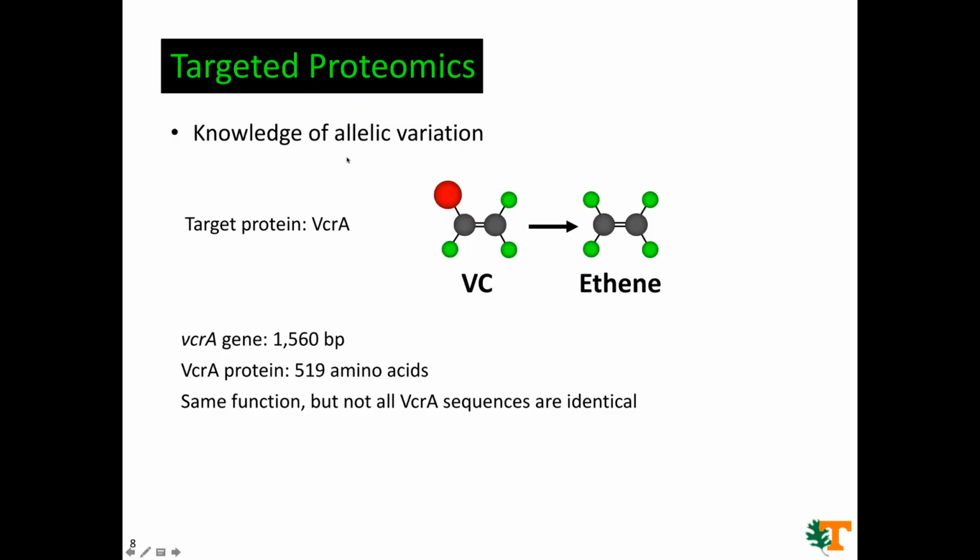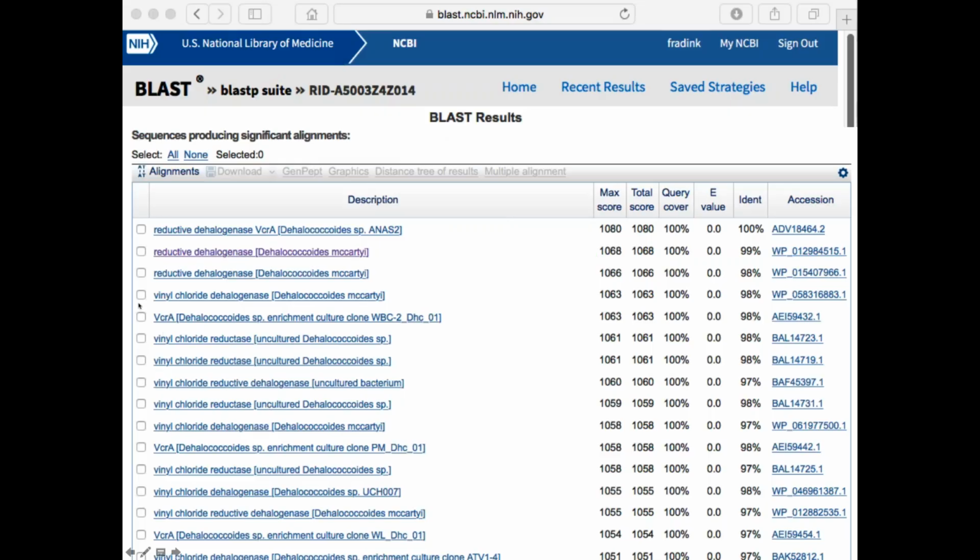The targeted proteomics approach, for example, you target VCRA. That's an enzyme that converts vinyl chloride to ethene. The gene has 1,560 base pairs and encodes a 519 amino acid long protein. Now, not all of these VCRA sequences are identical, but they have the same function. Okay? So now this is just an example from a BLAST analysis to a publicly available database.